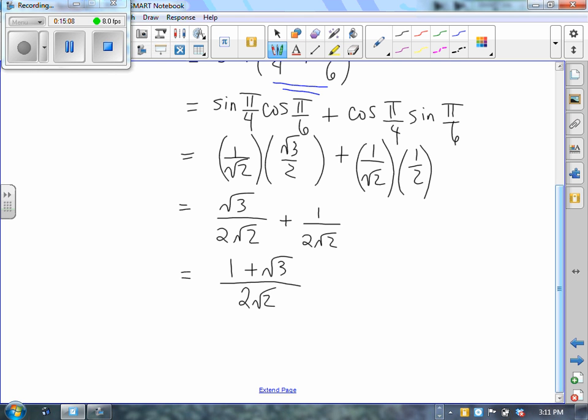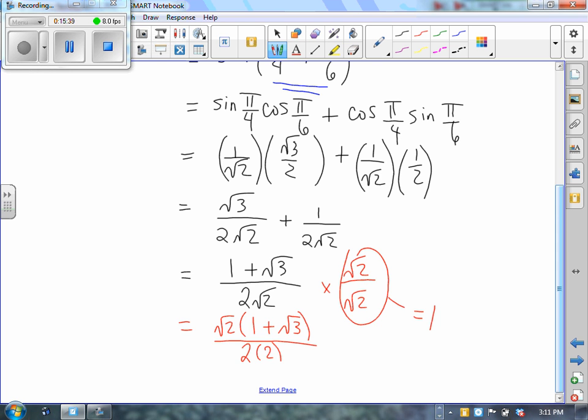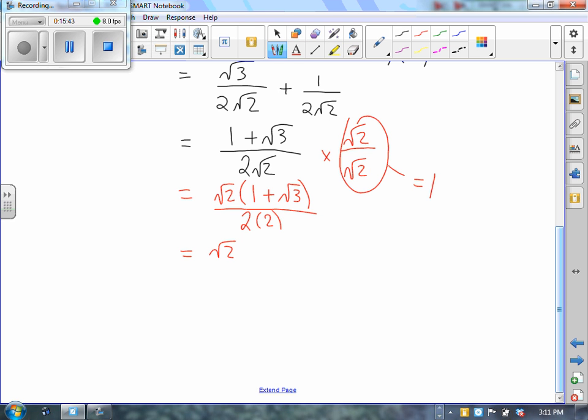Another option would be to rationalize the denominator. So what we could do is multiply top and bottom. We could multiply bottom by root 2. Same with the top. This does not change the meaning, as, recall, this here is equal to 1. So if we multiply the top by root 2, we'd have root 2 times 1 plus root 3 all over 2 times 2. Finishing this off with 4, 2 2's are 4 in the denominator.